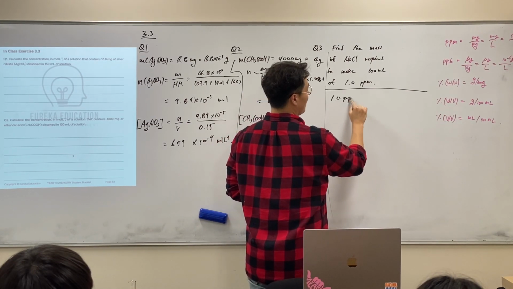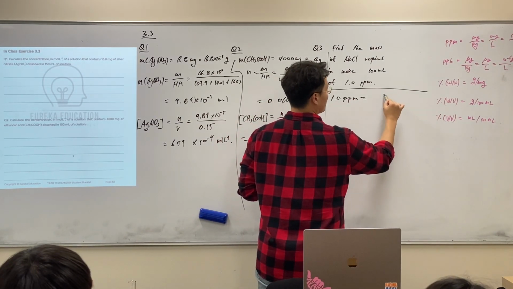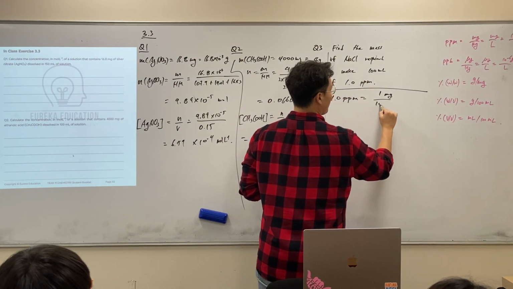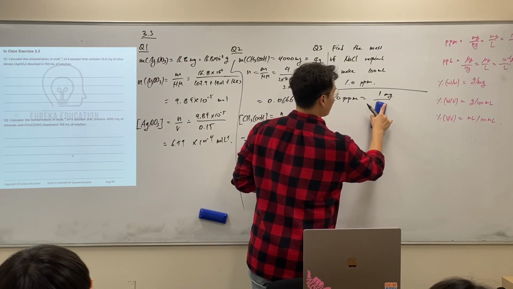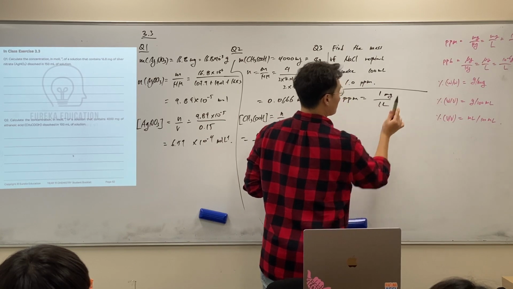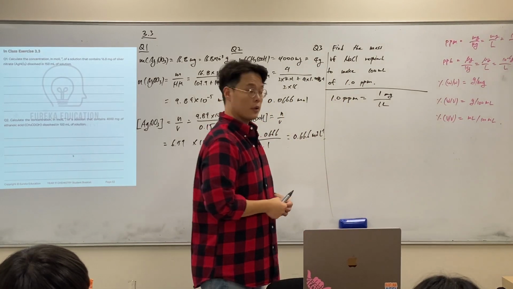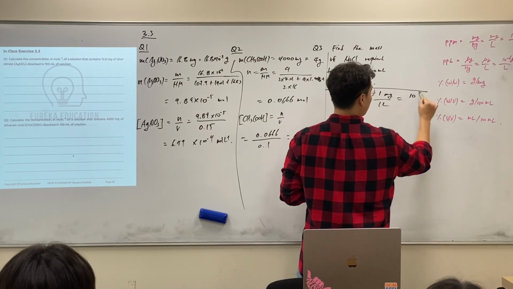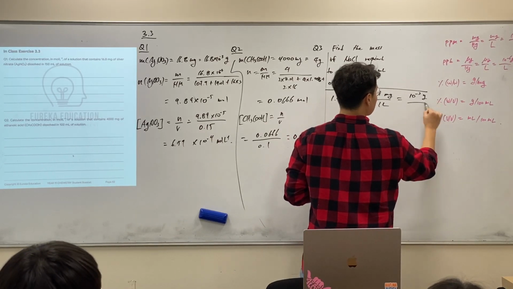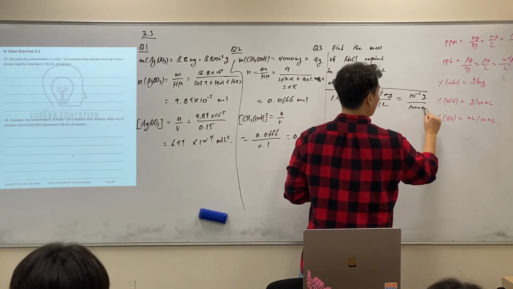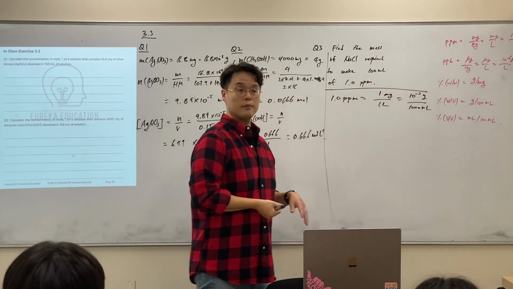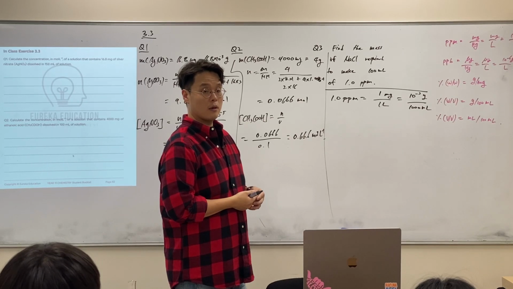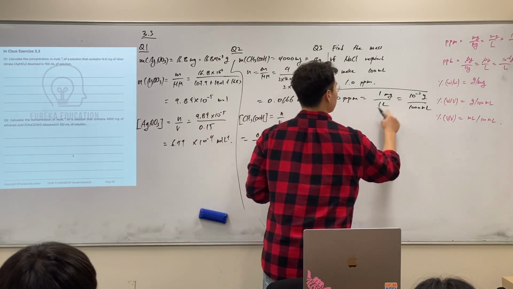1.0 ppm is the same as what? 1 milligram per 1 liter of the water. Or I can simply write that in terms of grams: that's the same as 10 to the power minus 3 grams on 1000 milliliters as well, or say 1 liter, that's the same thing. You don't need to show the conversion of liter to milliliter here.